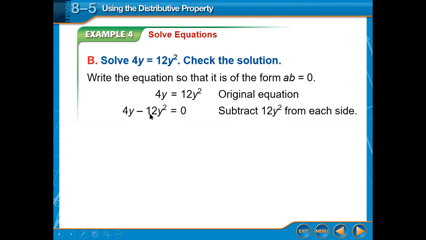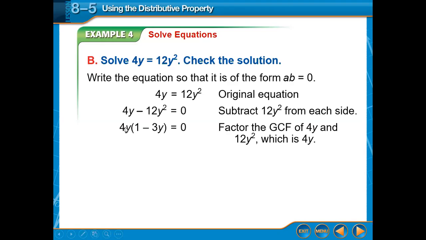This is a binomial. And how do we factor binomials so far? All you know, GCF, greatest common factor. The greatest common factor of 4y and negative 12y squared would be 4y. So the GCF is 4y, divide it out, and you're left over with 1 minus 3y, and that equals 0. So now I have two factors. I have 1 minus 3y, the parentheses, and I have 4y. One of these two things has to equal 0.